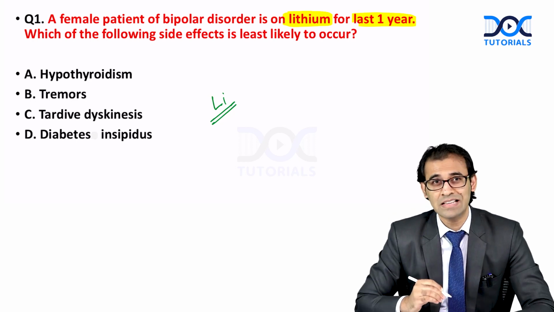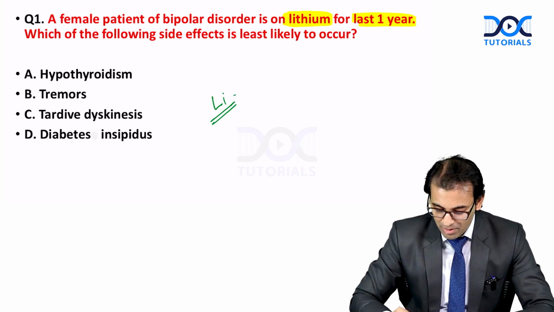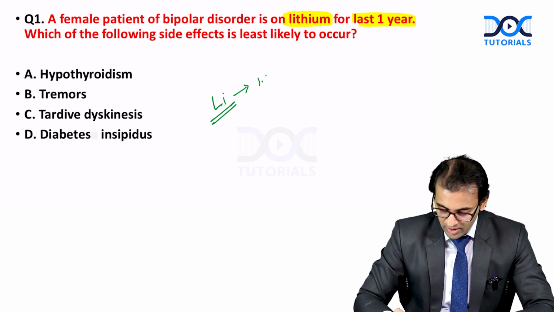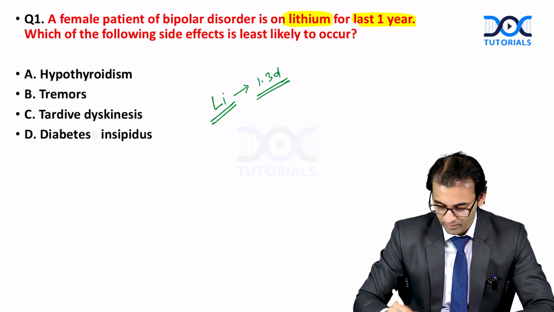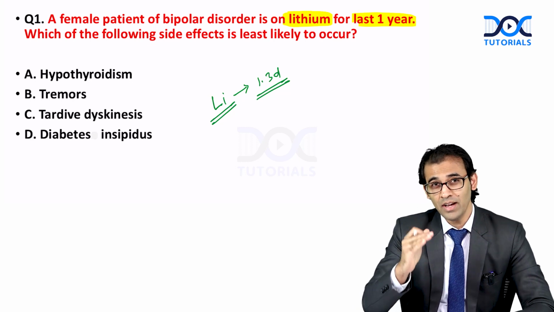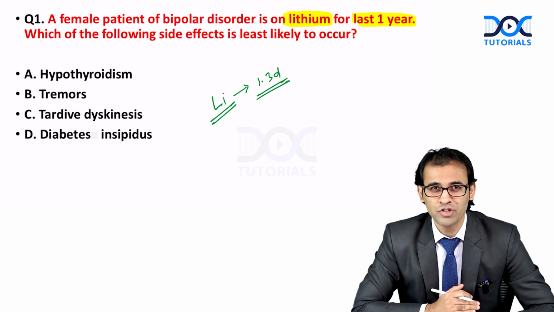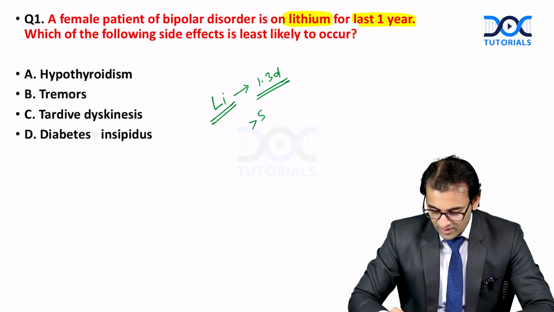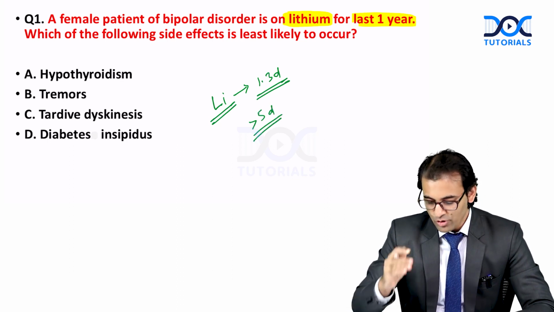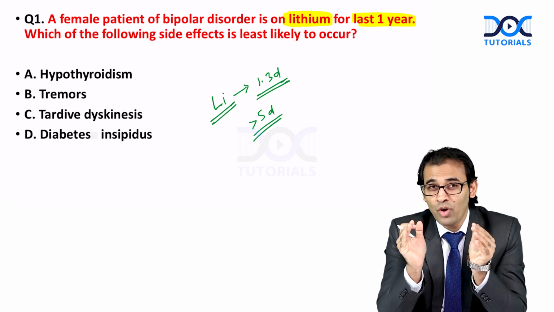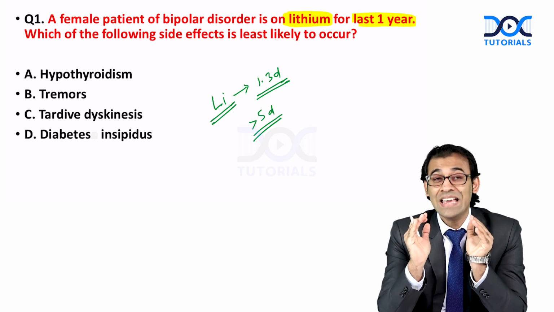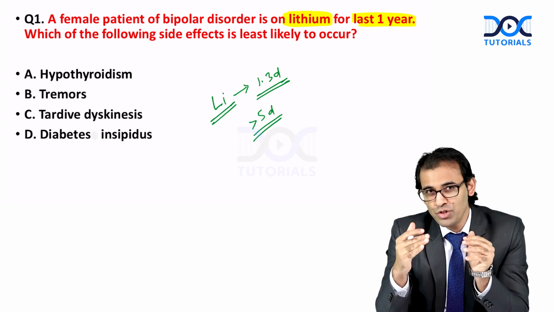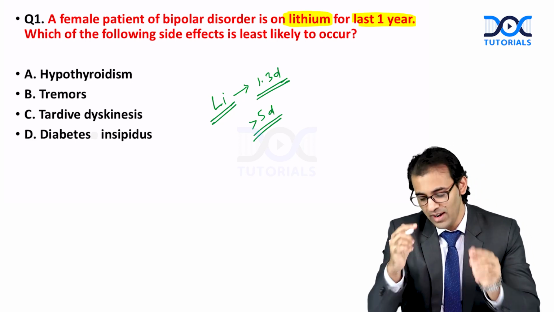First of all, we can understand some points related to lithium. Remember here, the half-life of lithium is 1.3 days. And lithium achieves its plasma concentration only after 5 to 7 days. So especially when we know that lithium is a toxic drug, we have to do TDM, therapeutic drug monitoring. First, TDM should be done only after 5 days.